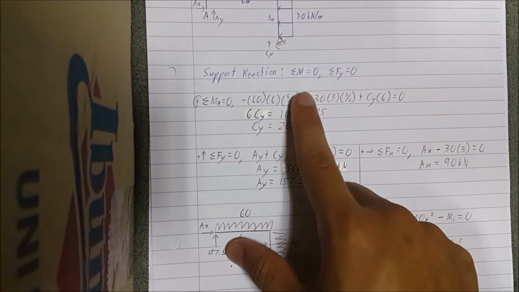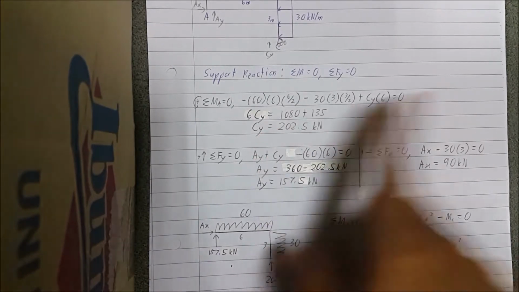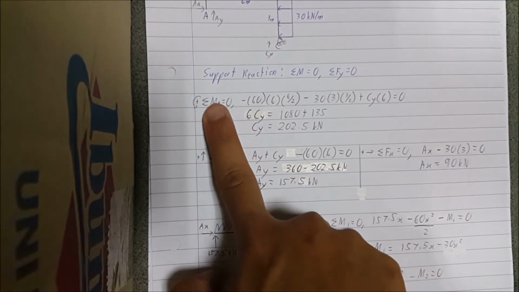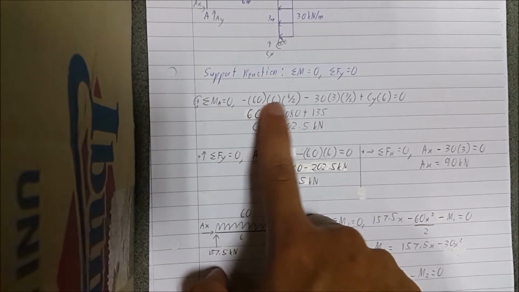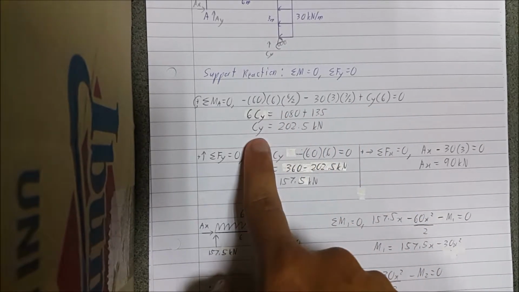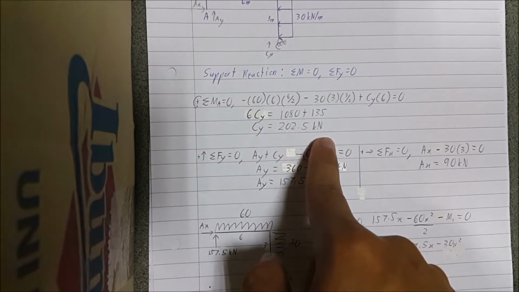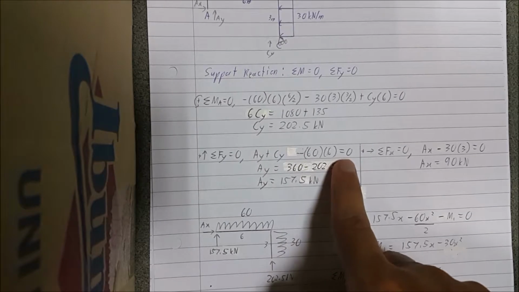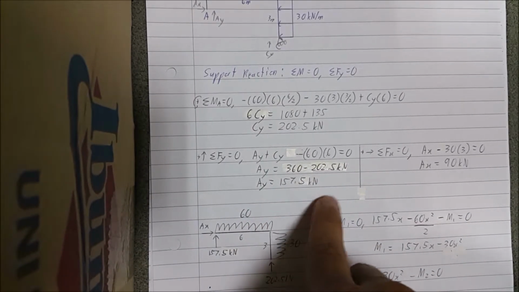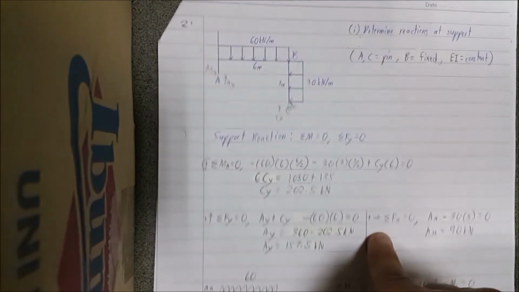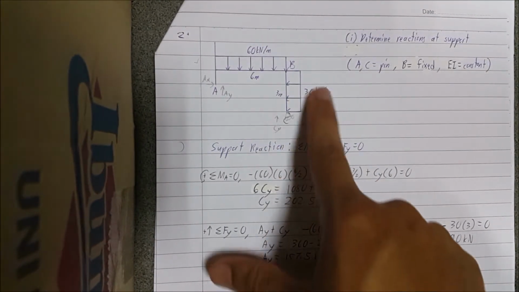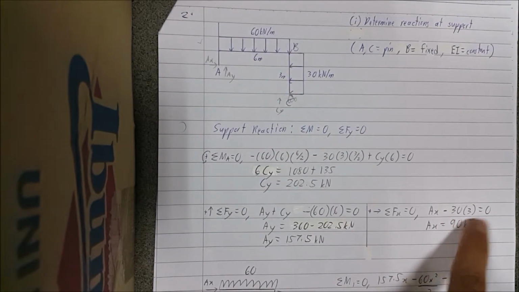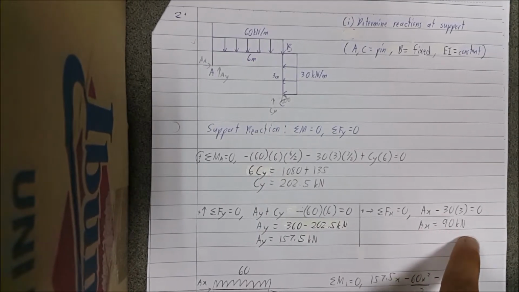Based on the diagram that we've drawn previously, we find the moment at A first. After substituting all the values, we end up with Cy equals 202.5 kN. Then summation of Fy equals 0, and after substituting everything, we get Ay equals 157.5 kN. Since this is a pin and there is a force acting horizontally, we will also need to find Fx. So Ax minus 33 equals 0, and we get Ax equals 90 kN.